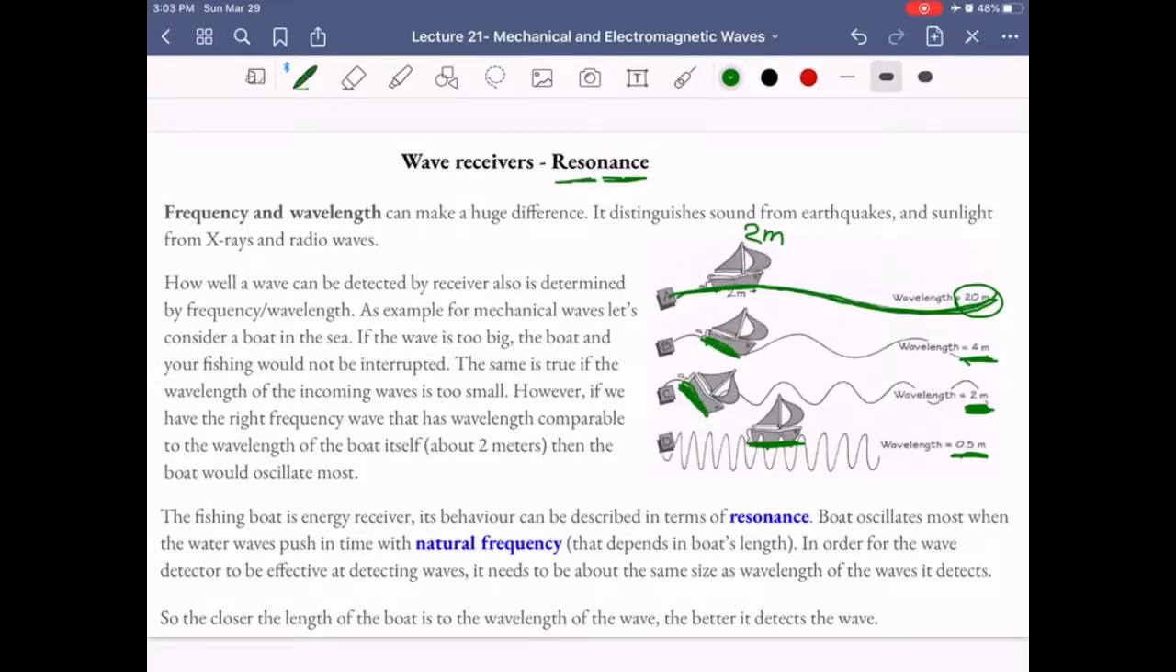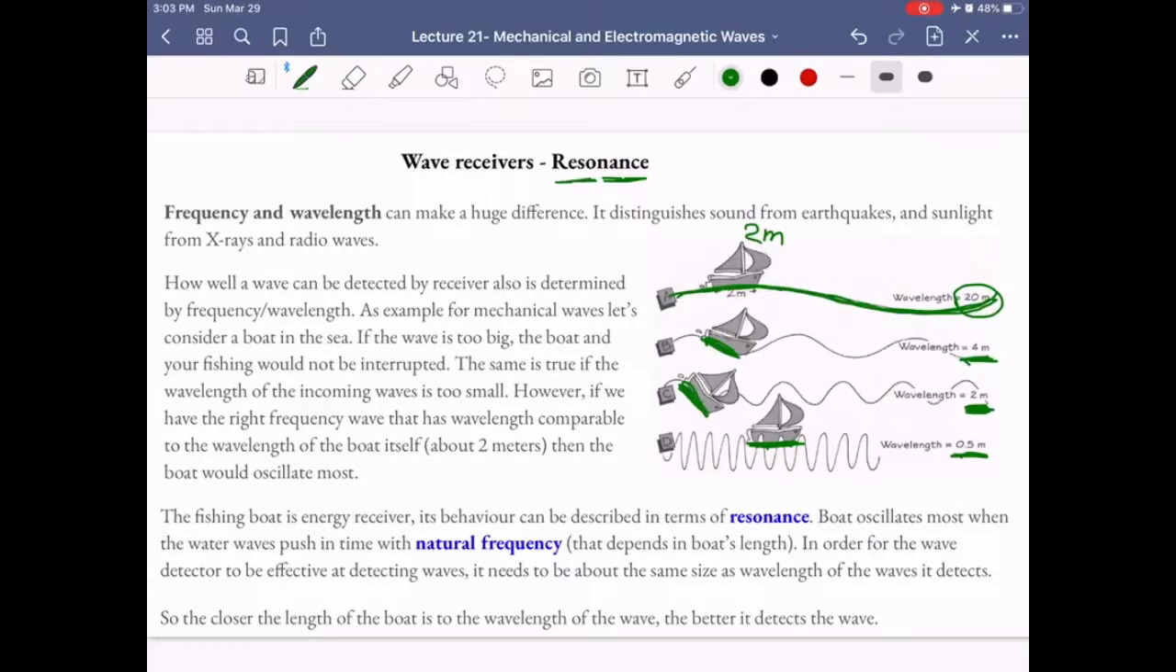So this example illustrates that in order for this receiver, or we could think of a boat as a detector that detects waves, for example, it's more efficient at detecting waves that are at the same frequency range or wavelength range as the boat itself. So the length of the boat can make a difference. So if the receiver and the source have the same frequencies, then we have a resonance happening.